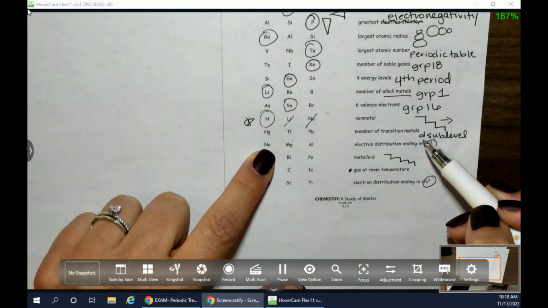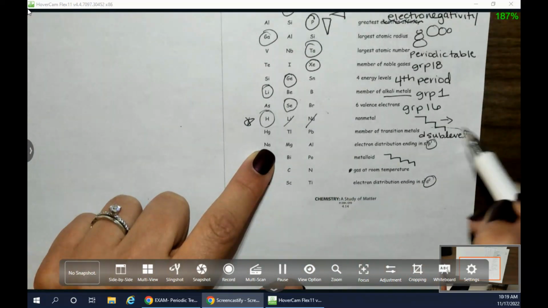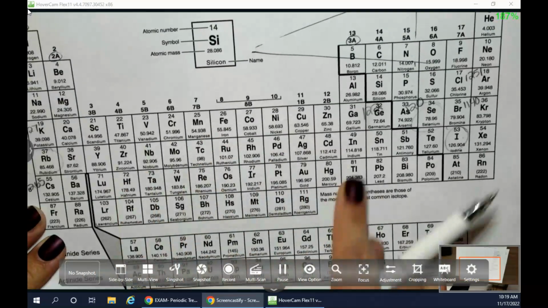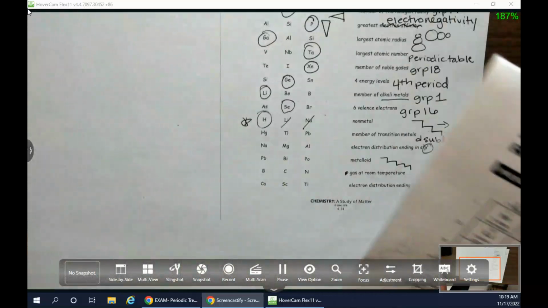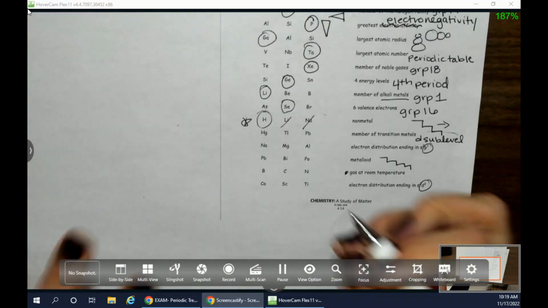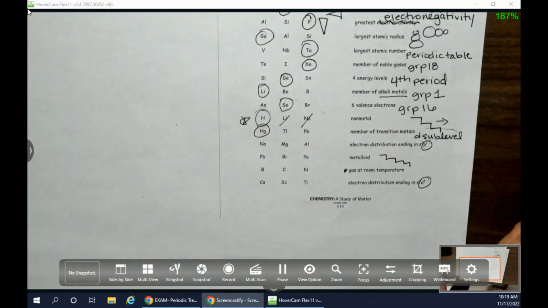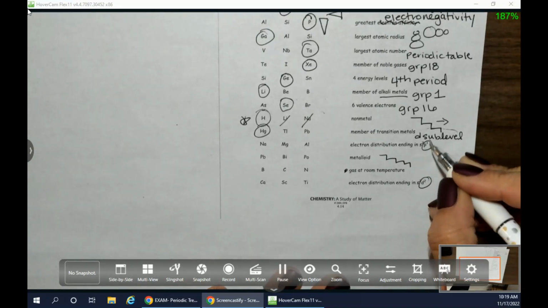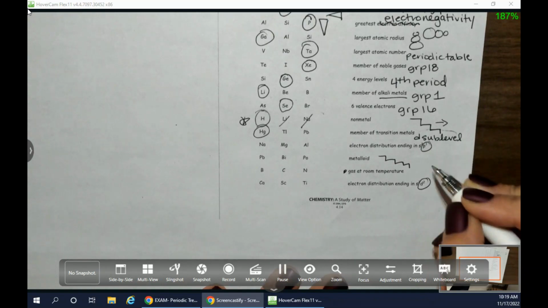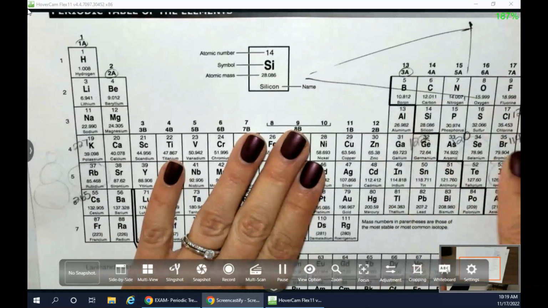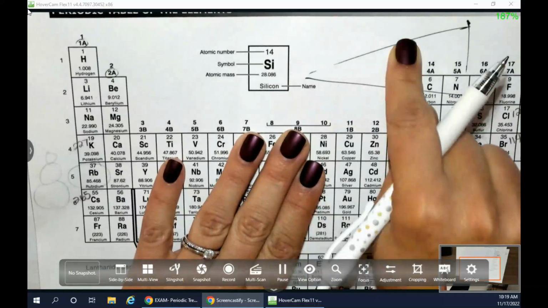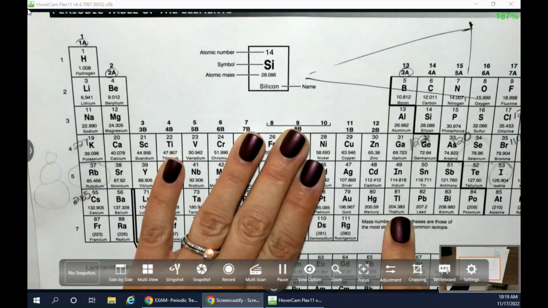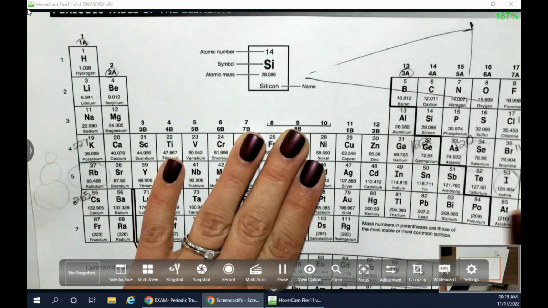All right, member of transition metals. So transition metals is the D sublevel. That means the center part. D sublevel, center part. So which one is part of the transition metals? Hg, mercury. Electron distribution of S2P1. So remember, we focus on the last thing listed, P1. So that means that we're looking in the P sublevel, first thing listed. So we are looking in group 13.